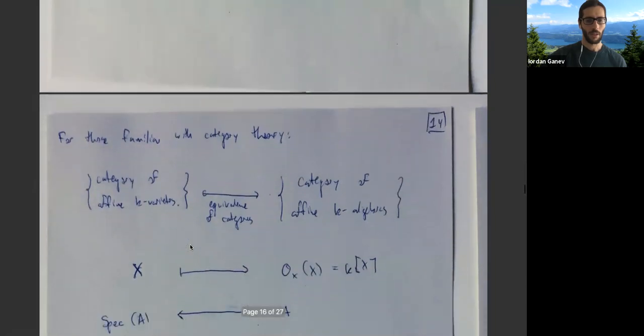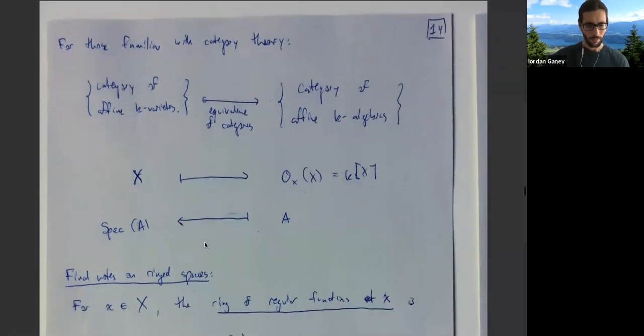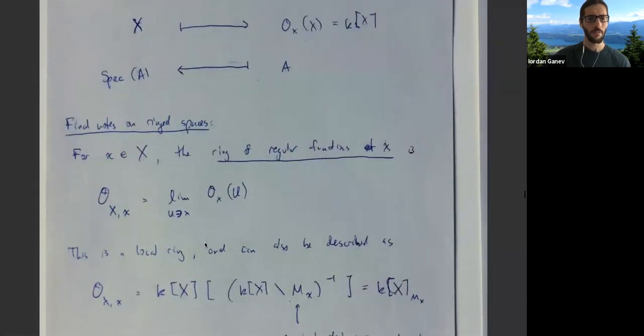So in fact, we get an equivalence of categories in this way, as I mentioned before. The arrow going in this direction is taking global functions, taking the affine algebra. The arrow going in the other direction is called spec. We won't talk about it in this class. I just wanted to point this out. You can pretty much forget that I said categories anywhere. I just wanted to make a few remarks.